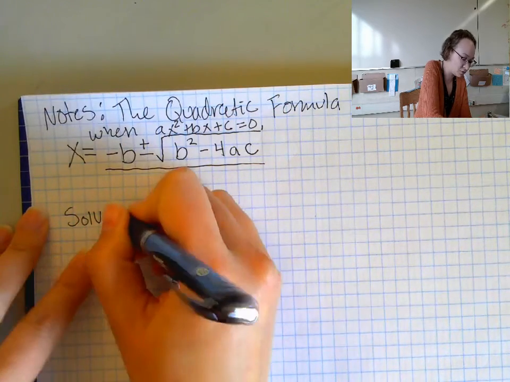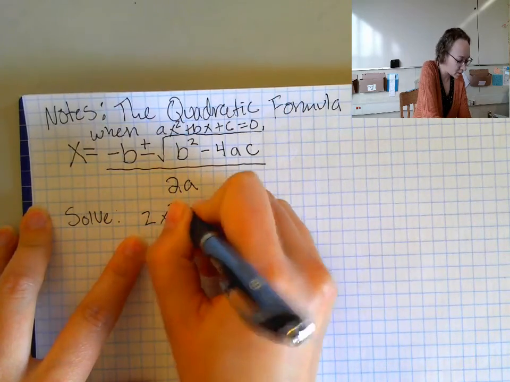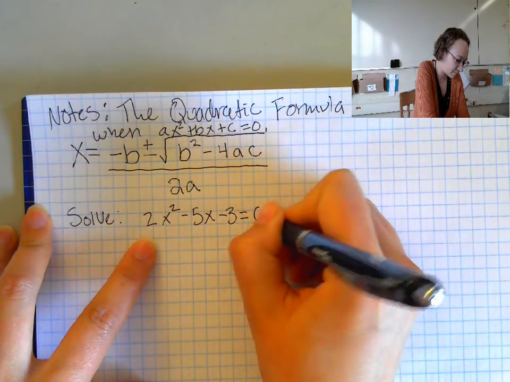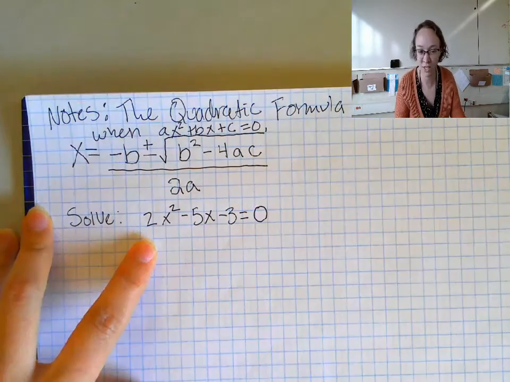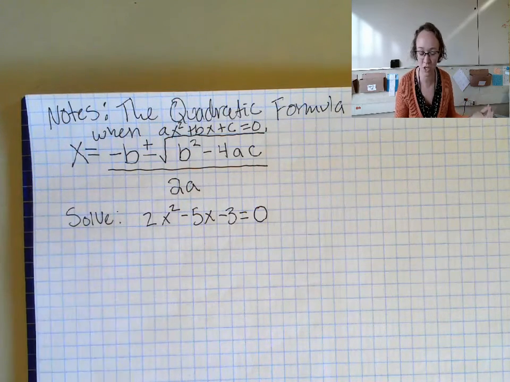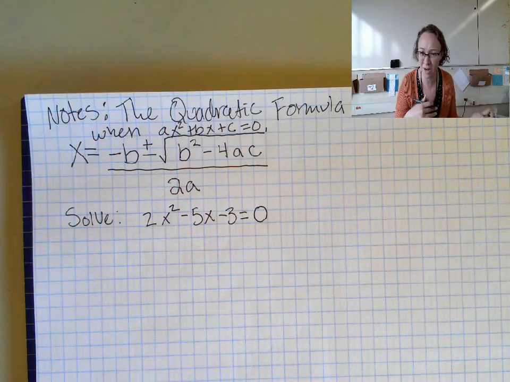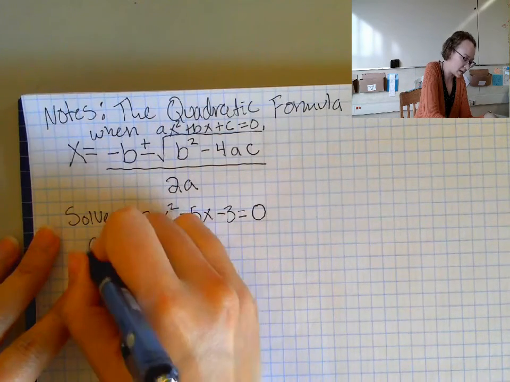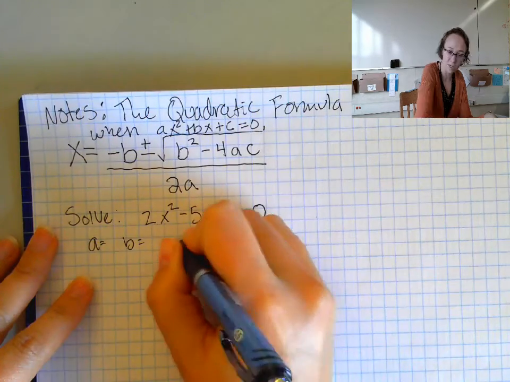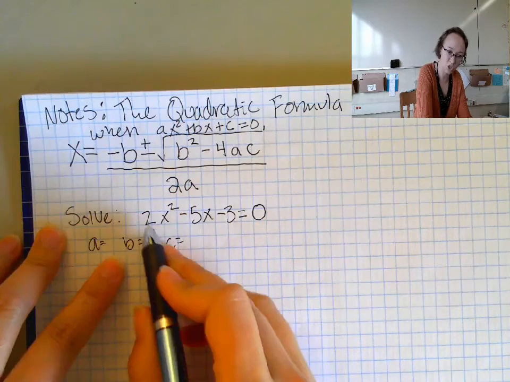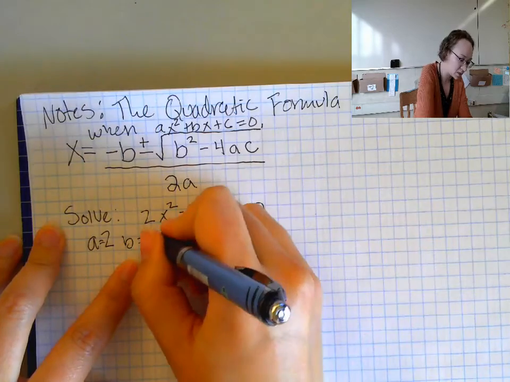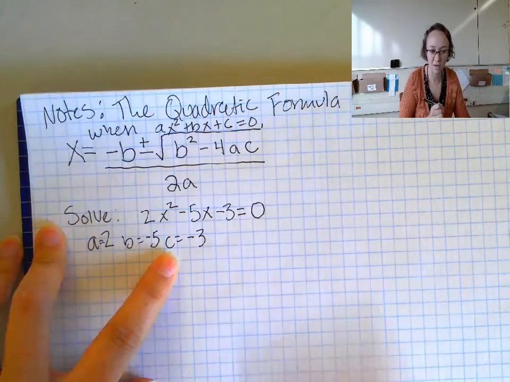We are going to solve 2x squared minus 5x minus 3 equals 0. Let's pretend you've tried to factor this one. You got stuck on the diamond problem. You just couldn't figure it out. You're not sure if it has no solution or if it has irrational solutions or if you just made a mistake somewhere. So you decide to try the quadratic formula. So first, you need to identify what is A, what is B, and what is C. Well, in this case, A is 2, B is negative 5, and C is negative 3.